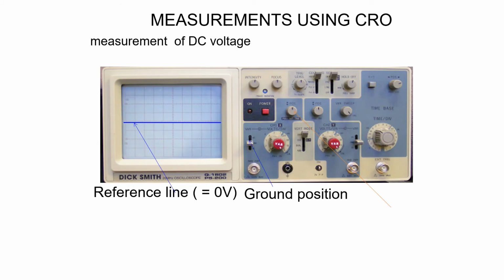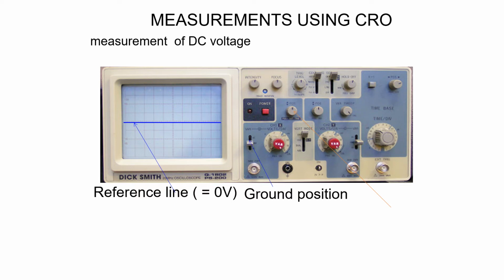Now, I told you we can measure the DC voltage, we can measure the AC voltage, we can measure the currents, we can measure the phase of a sine wave, we can measure the depth of modulation, and different pulse parameters also. So here, let us see how to measure the DC voltage.